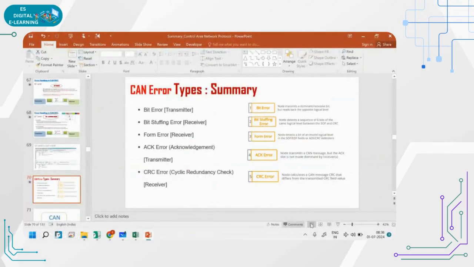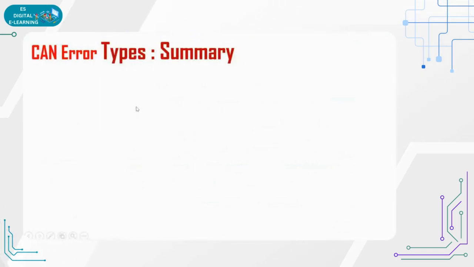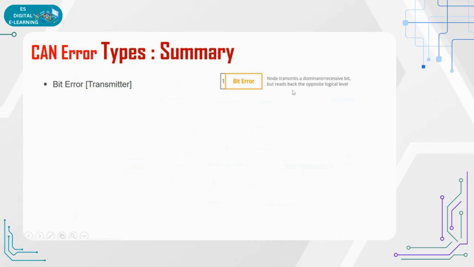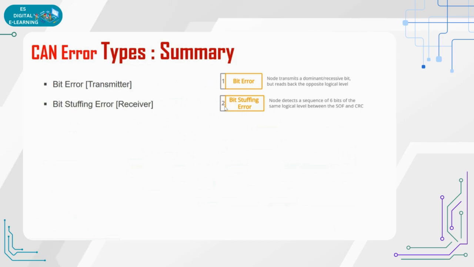Yes, now the important thing, whatever errors we discussed, just a brief summary. The bit error will be identified by the transmitter. What is a bit error? If the bit on the transmitter side and the receiver side is not the same, then it is called a bit error. Bit stuffing error: if a sequence of 6 bits has the same logic level between the start of frame and the CRC, then we have a bit stuffing error.